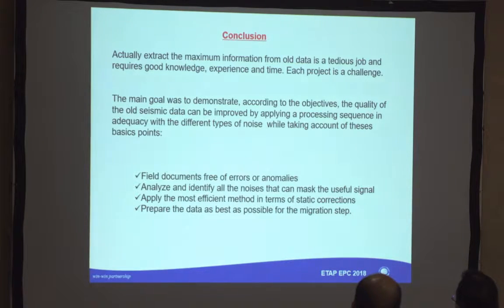Apply the most efficient method in terms of static correction and prepare the data as best as possible for the migration step. Why? Because if you want to apply any PSTM, PSTM requires that the distribution of offsets should be good, and some gaps are not really appreciated by the PSTM. So maybe we can apply some new modules like PSTM or something else.